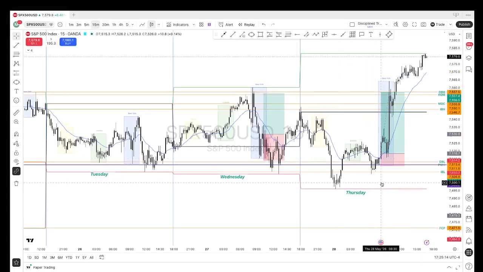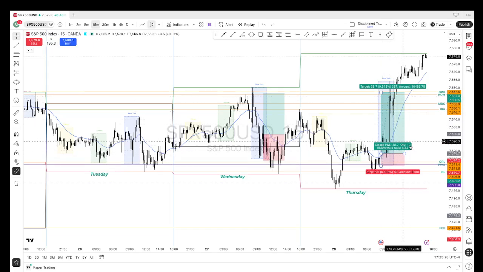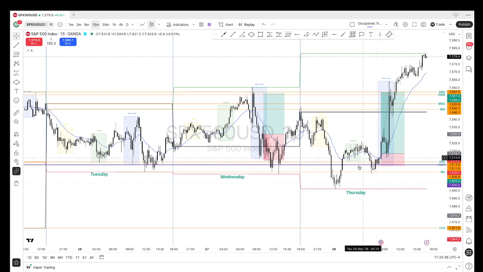Back to 15 minute. Pin hammer. Entry. Now, I did not place both. I did not want to get margin called. So, I wanted to make sure I had enough margin in my trade. So, I just only did the NASDAQ trade. So, price pushed out once again.